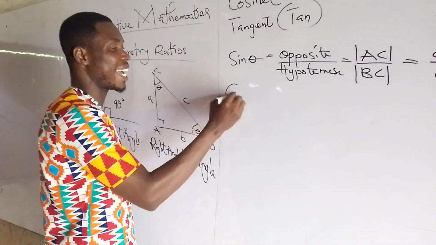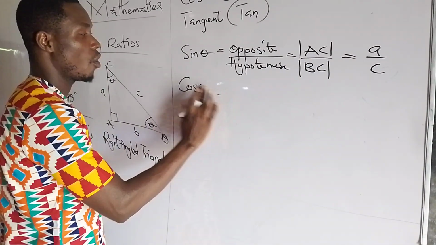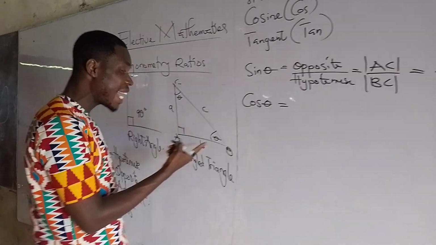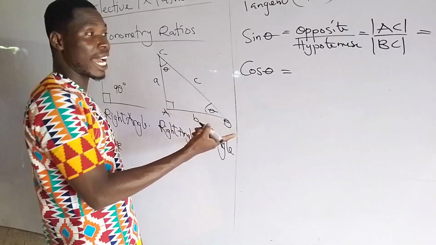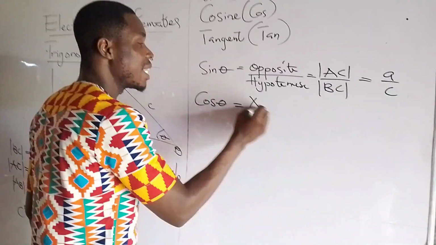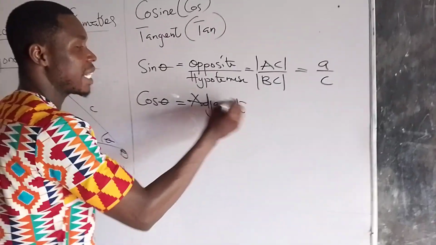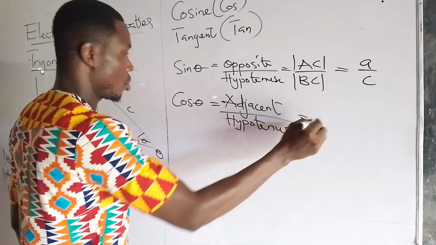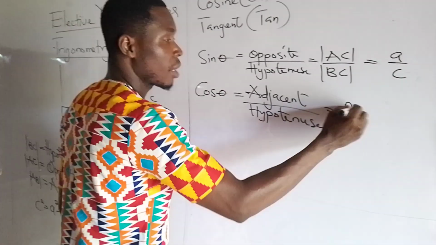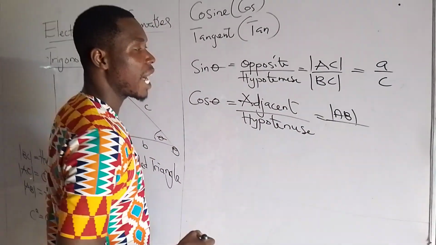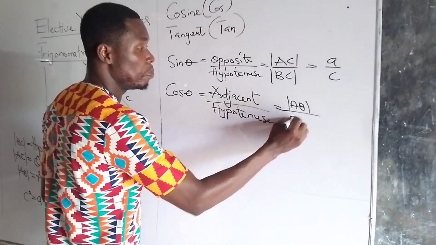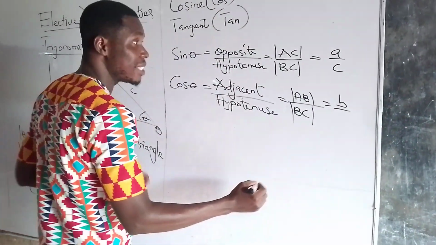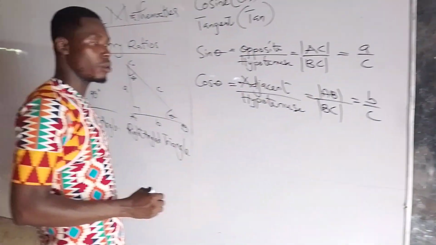Then we look at the cosine, or the short form, cos theta. Where is the angle lying on? It is lying on line AB, which is adjacent. So we say that cos theta is adjacent all over hypotenuse. The adjacent is AB, all over BC. Our AB is B and our BC is C. I hope you are following.